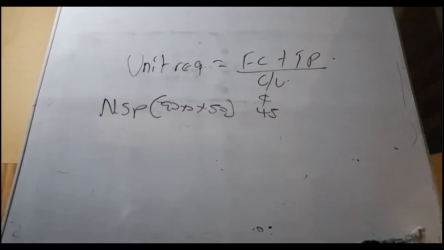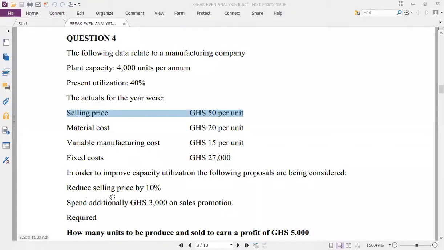Okay, let's continue. Now, if the selling price has been reduced by 10%, have they changed the material cost? No. Have they changed the variable manufacturing cost? No. What about spending additionally 3,000 on sales promotion? That is a fixed cost. You have to add that to the fixed cost. That will not affect the variable cost, and not affect the contribution. So the material cost is 20 per unit.